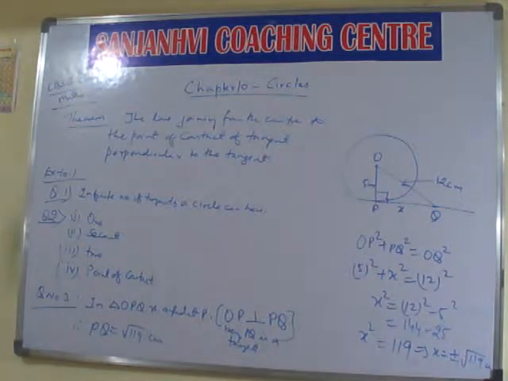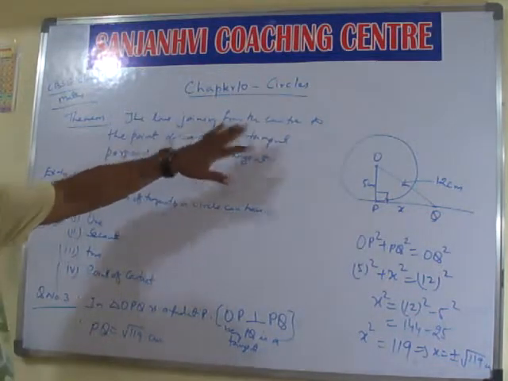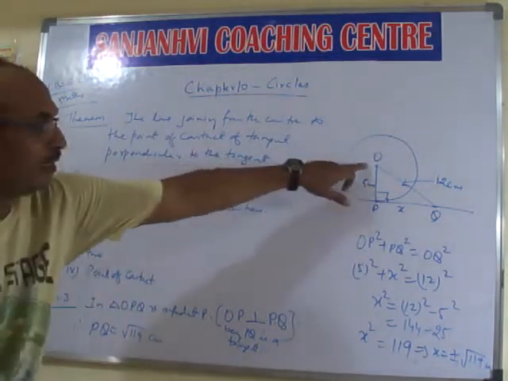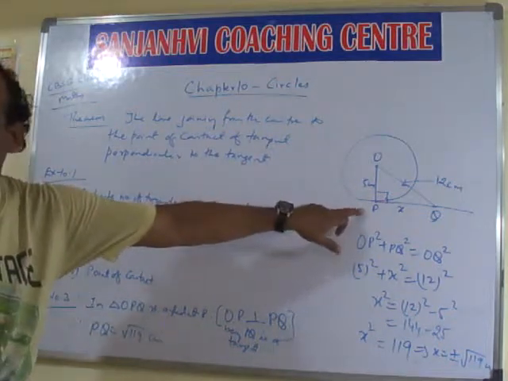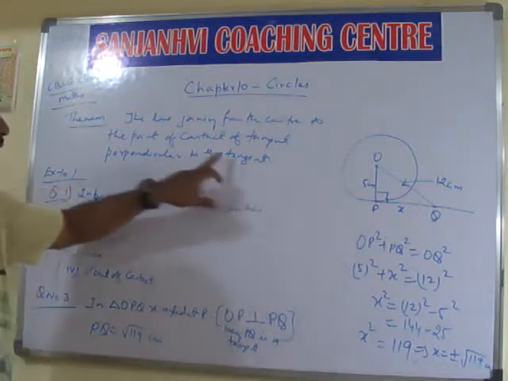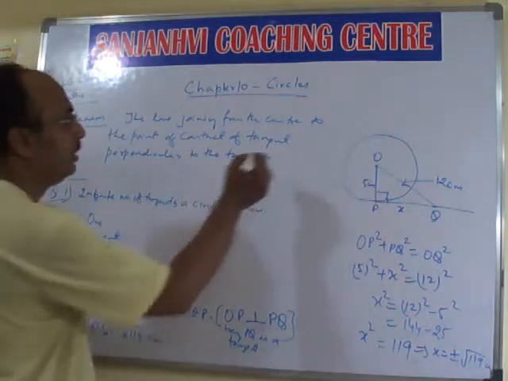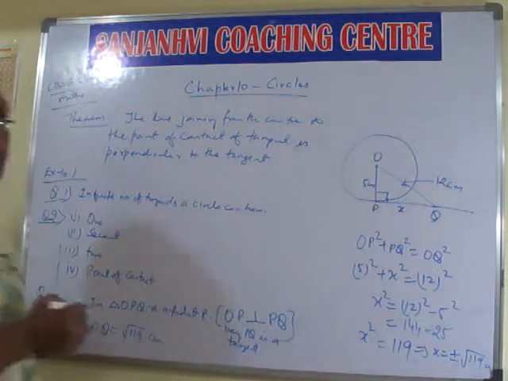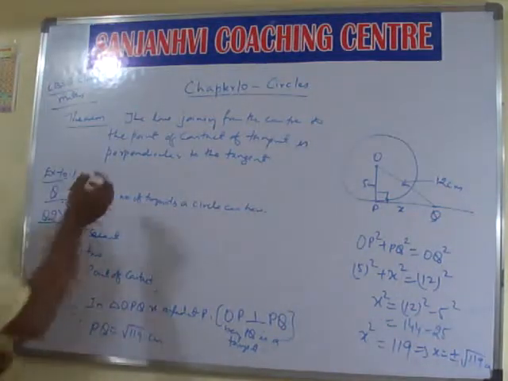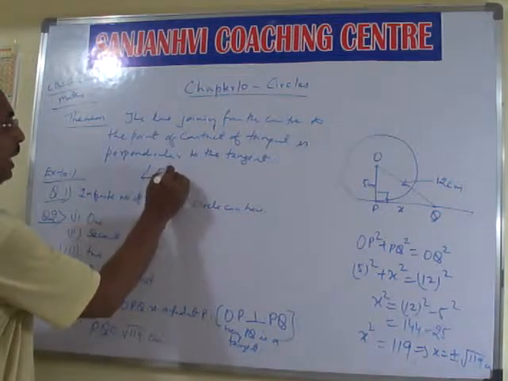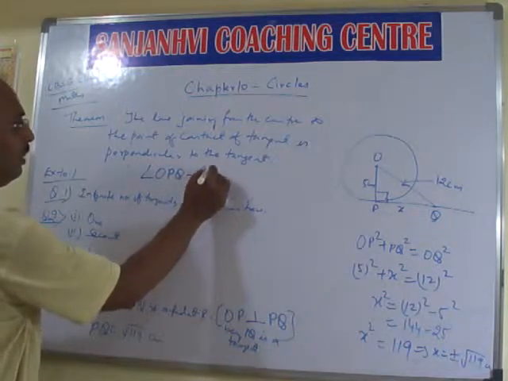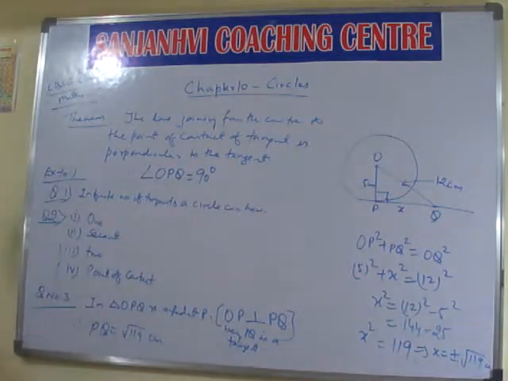The line joining the center to the point of contact of a tangent is perpendicular to the tangent. Therefore, angle OPQ is equal to 90 degrees. Very good. Note it down.